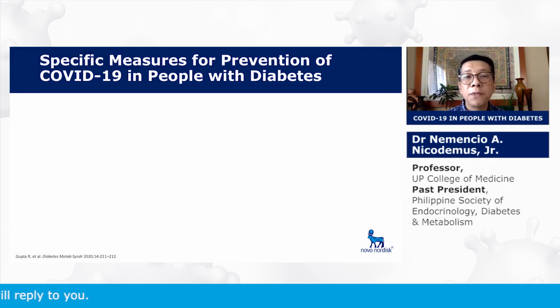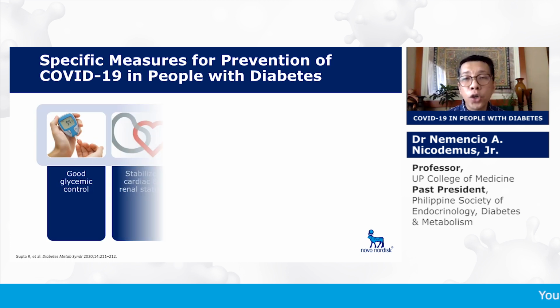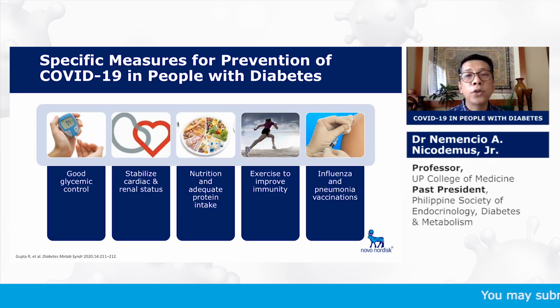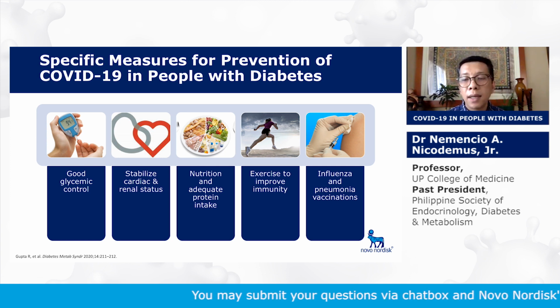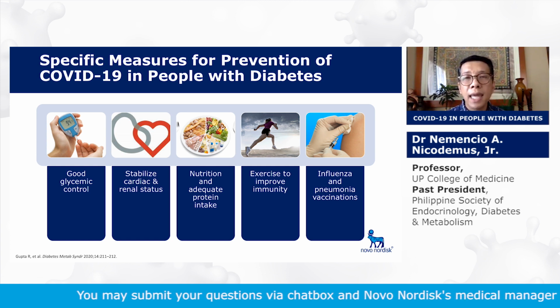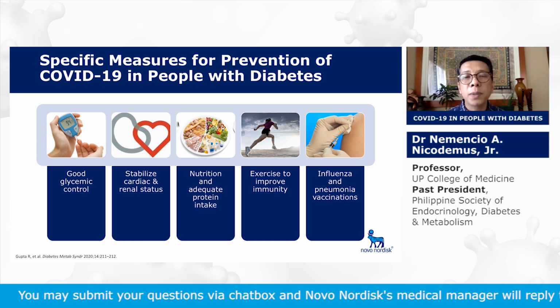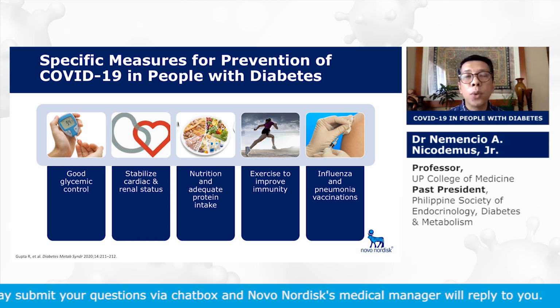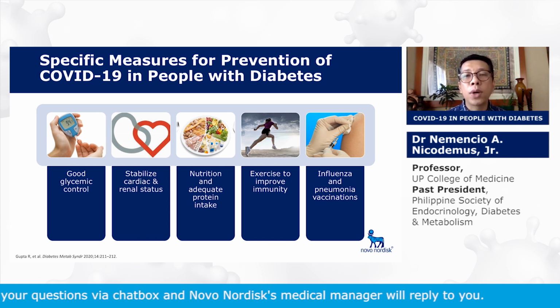But specific measures for the prevention of COVID-19 among people with diabetes include good glycemic control in order to improve the immune system, stabilization of cardiac and renal function, proper nutrition and adequate protein intake, adequate exercise in order to improve immunity, and, if possible, vaccination with influenza and pneumococcal vaccines.